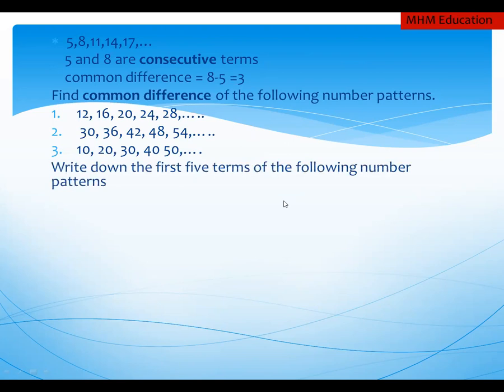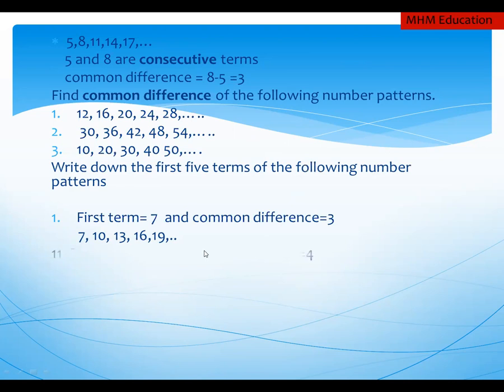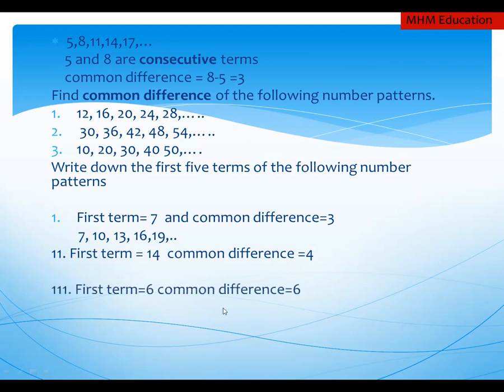Write down the first 5 terms of the following number patterns. Number 1, first term is 7 and the common difference is 3. The number pattern you will get for this one is 7, 10, 13, 16, 19. Number 2, the first term is 14 and the common difference is 4. You will have to work out the number pattern for this and the next two. First term 6, common difference 6. Similarly, first term 12, common difference 8. These are for you to work out.